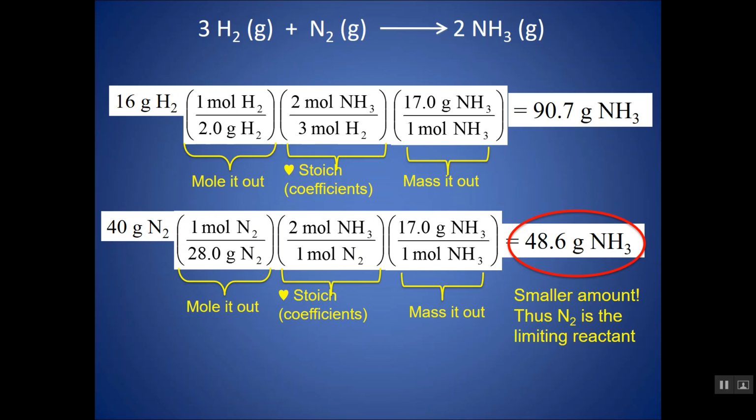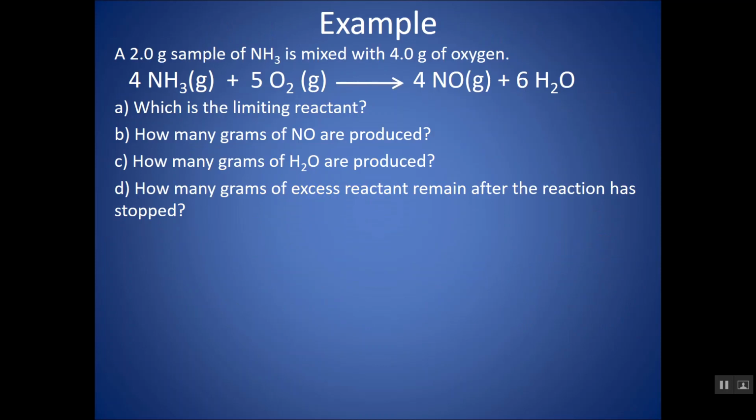Okay. Now there might be side reactions happening, or not all of it might react. So we say this is the theoretical yield, meaning theoretically this is the most possible. We might in an experiment actually get less than this.